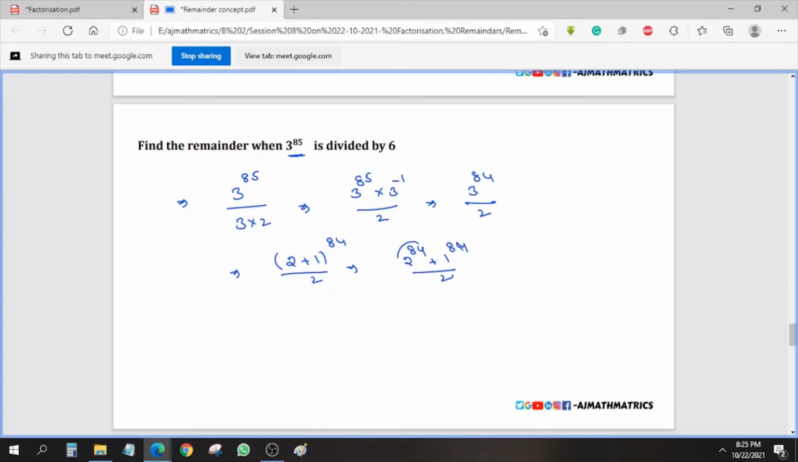సో 2 పవర్ 84 ని మనం 2 తో డివైడ్ చేస్తే మనకి ఏమొస్తుంది? ఆబ్వియస్లీ 0 వస్తుంది, రిమైండర్ 0 వస్తుంది. ప్లస్ 1 పవర్ 84, 1 పవర్ 84 వాల్యూ ఏమవుతుంది మనకి 1, 1 బై 2 చేస్తే మనకి ఏమొస్తుంది? రిమైండర్ 1 వస్తుంది. సో ఫైనల్ రిమైండర్, the remainder for the question is 1.